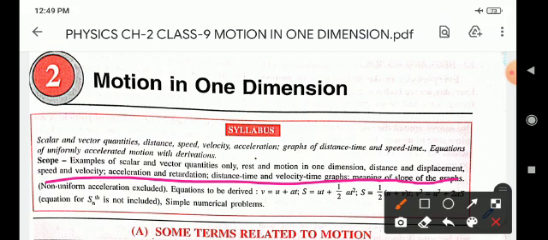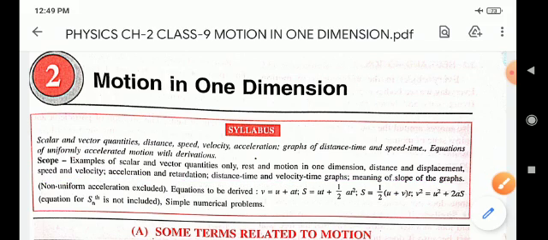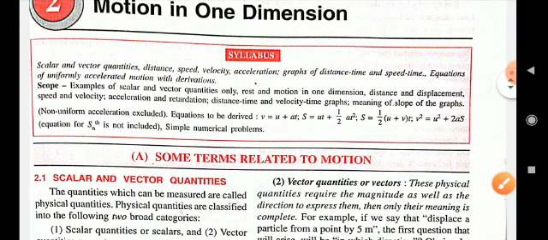Children, non-uniform acceleration is excluded. Equations to be derived: v equals u plus at, s equals ut plus half at squared, v squared equals u squared plus 2as. The equation for the ascent is not included. Simple numerical problems. Children, some terms related to motion.